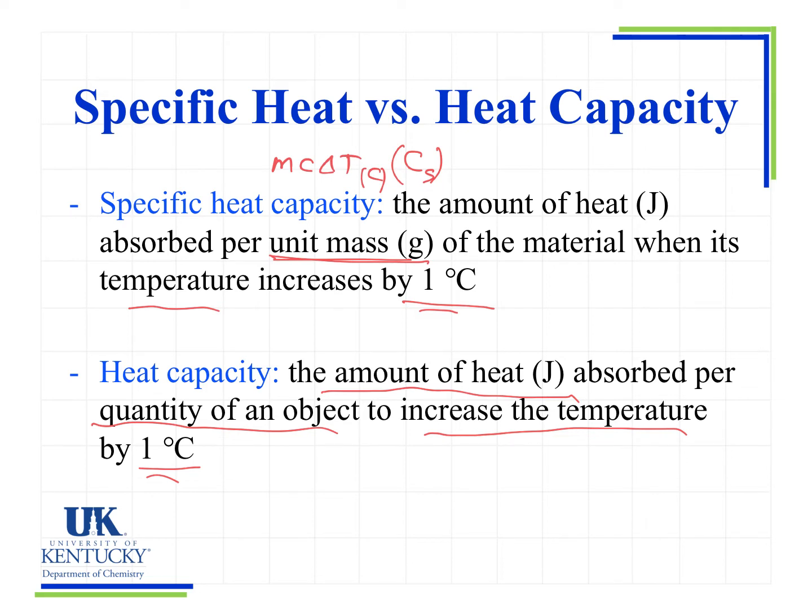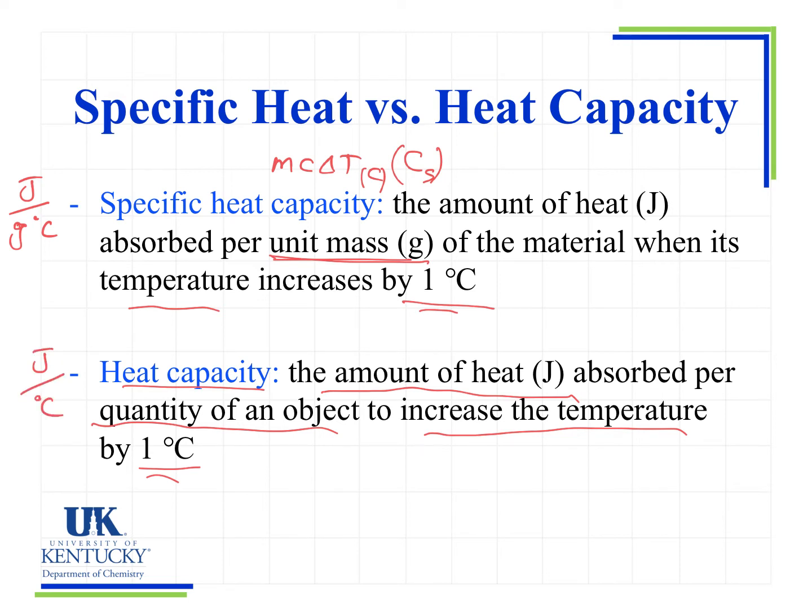We use this term, and it's a little bit confusing. One thing that you can use to distinguish between specific heat capacity and heat capacity is the unit. The specific heat capacity has the unit joule per gram per degree Celsius, because it's per unit of gram. But heat capacity is not per unit of gram, it's per degree Celsius. It's for 1 degree Celsius for any amount of mass. So the unit for heat capacity is joule per degree Celsius.